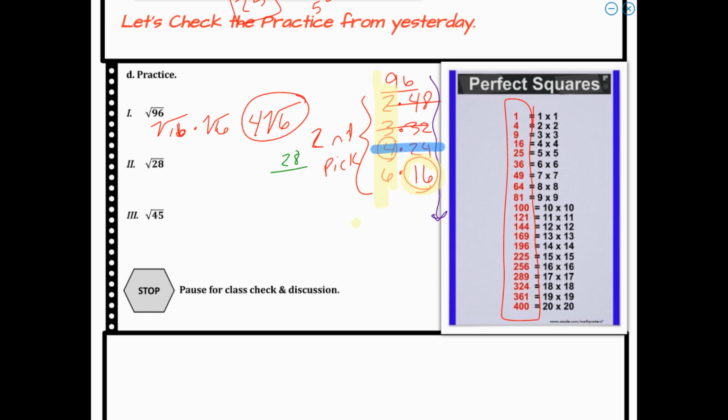If I do my factors of 28, again, I'm not going to use 1. Okay? So 2 times 14 gives you 28, doesn't it? Yep. Okay, so is 14 a perfect square? No. Okay, does 3 go into 28? No. What about 4?